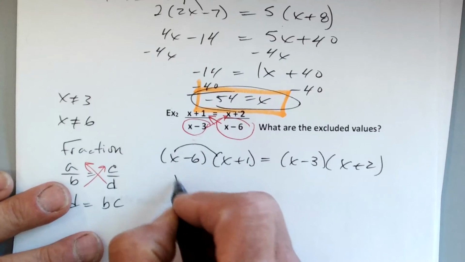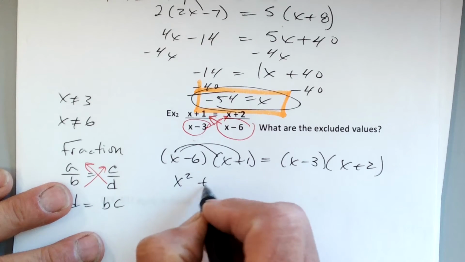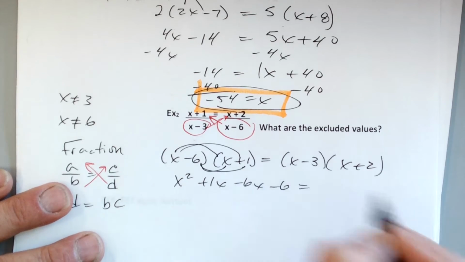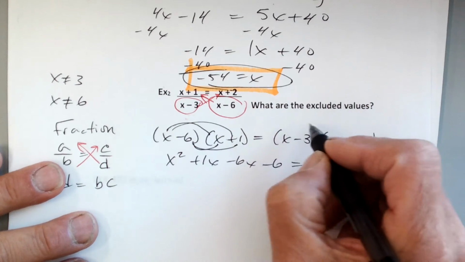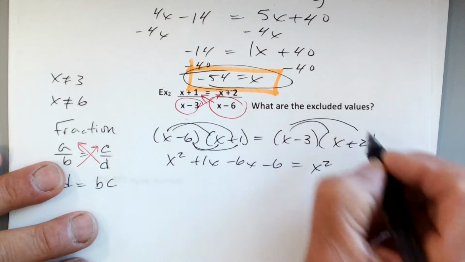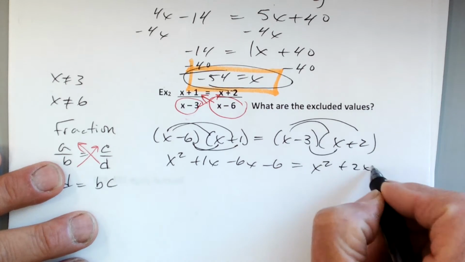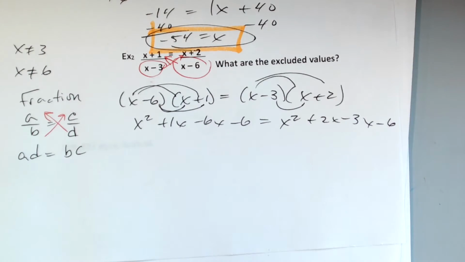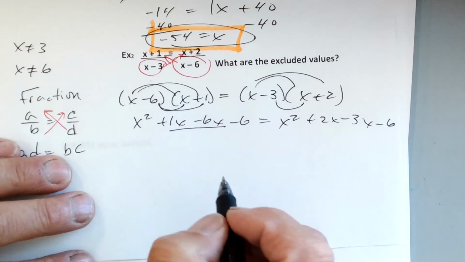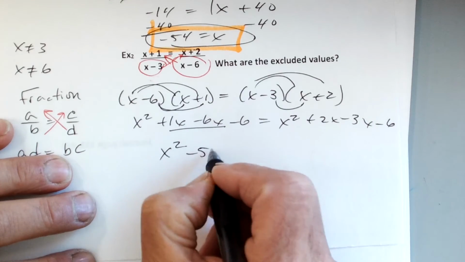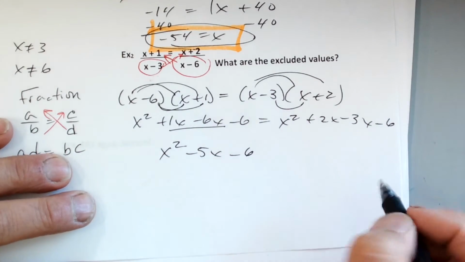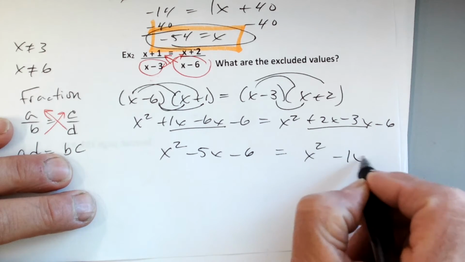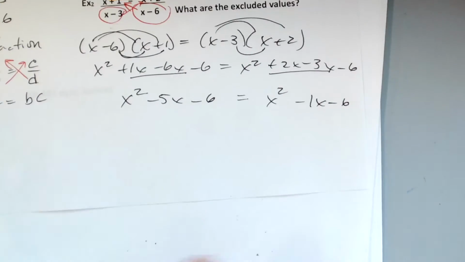So let's go. X squared minus 1x minus 6x minus 6. Okay, right? Equals x squared plus 2x minus 3x minus 6, right? Put these two together, x squared minus 5x minus 6, right? We did this in the warm-up, so this is easy. X squared minus 1x minus 6, right? Remember, we did this on the warm-up.